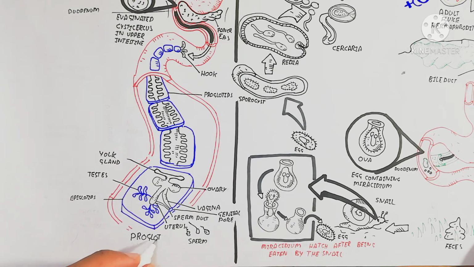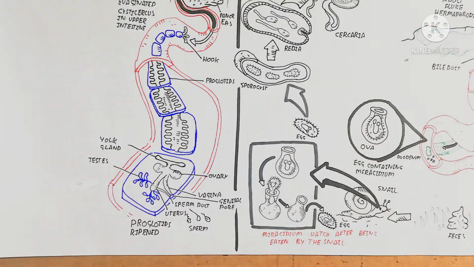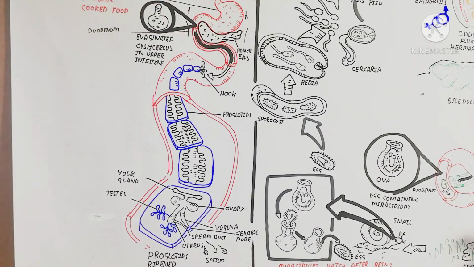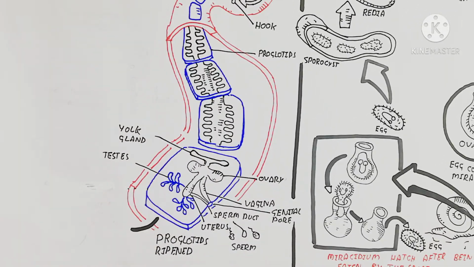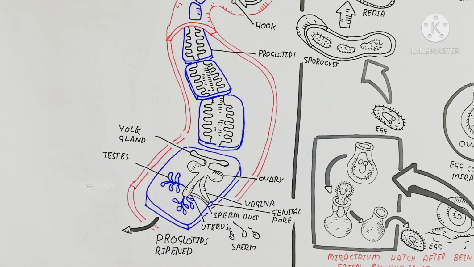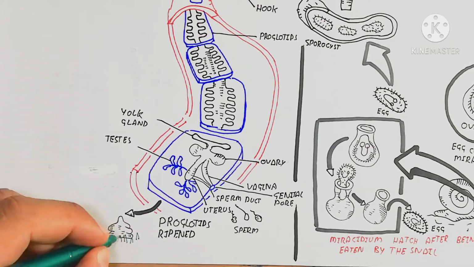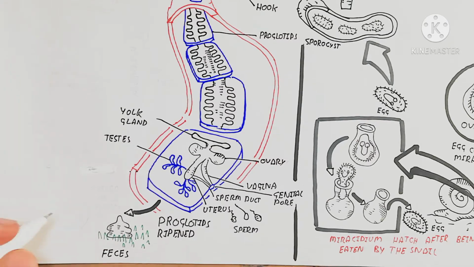So here is the ovary, the testis, yolk gland, and vagina. It is not epiglottis, it's my mistake, I am saying it is a proglottis. The vagina is shown in the figure, along with the genital pore, sperm duct and uterus. The testes produce sperm and the ovary produces the ovum or egg. So that is the proglottis, a ripened ovary and ripened testes containing proglottis.